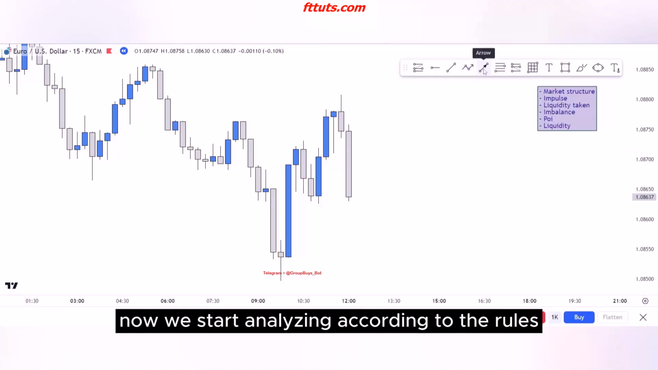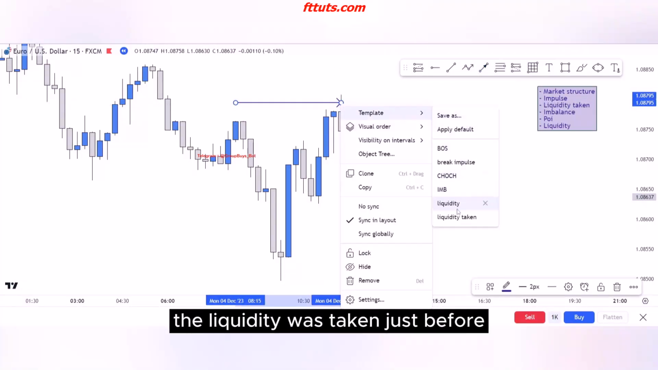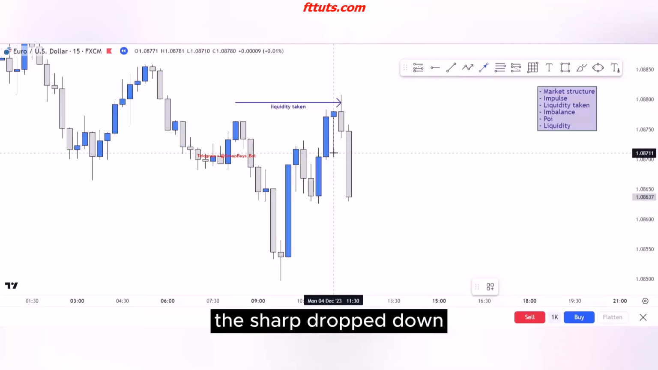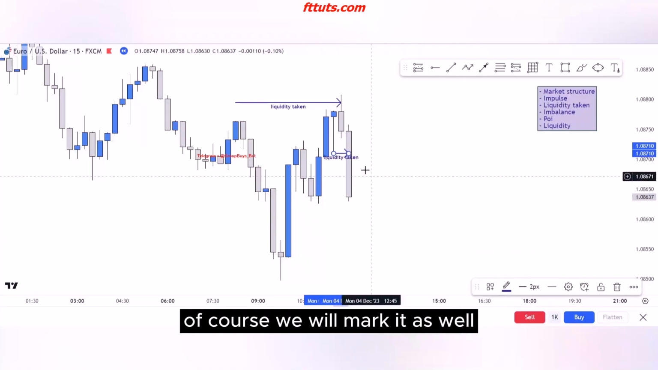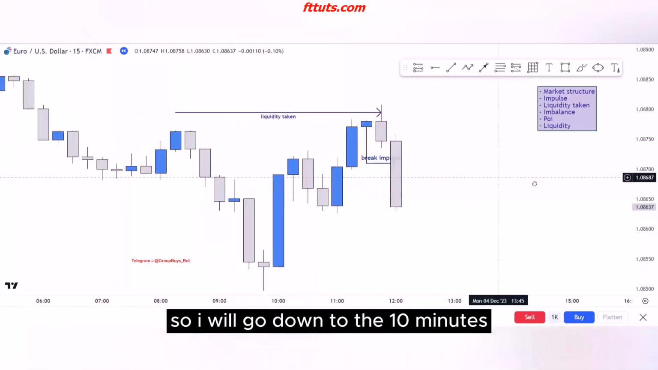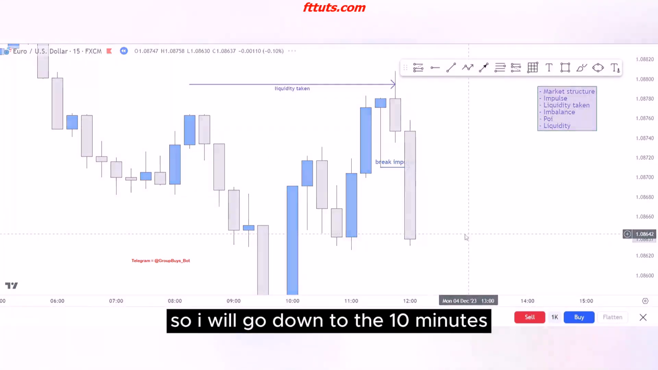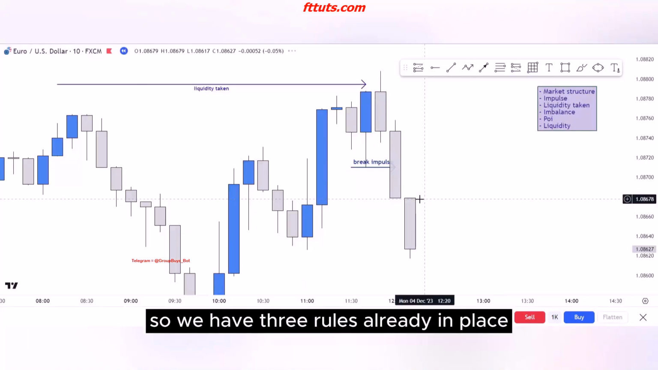Now we start analyzing according to the rules. As you can see, the liquidity was taken just before the sharp drop down. This is our break. Of course, we will mark it as well. Second, it's a bit crowded for me here, so I will go down to the 10 minutes, which will be more convenient to see. So we have 3 rules already in place.